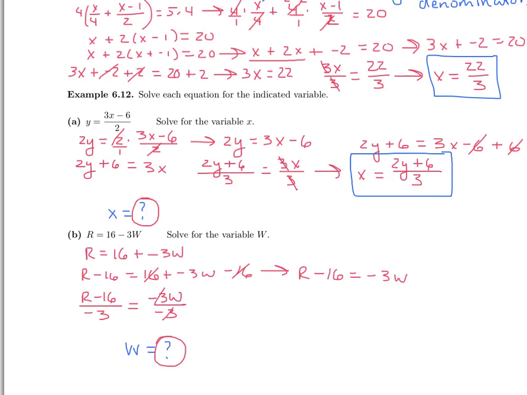Notice that gives us two factors of negative 3 in the numerator and denominator, which can be canceled. And this gives us w all by itself on one side of the equation, and then we have (r minus 16) over negative 3 on the other side. So this is our resulting equation. W is solved for, and notice that r is part of this expression on the right-hand side.